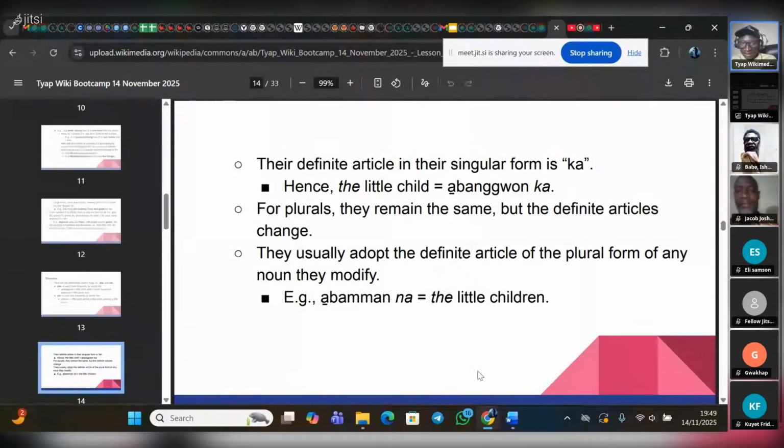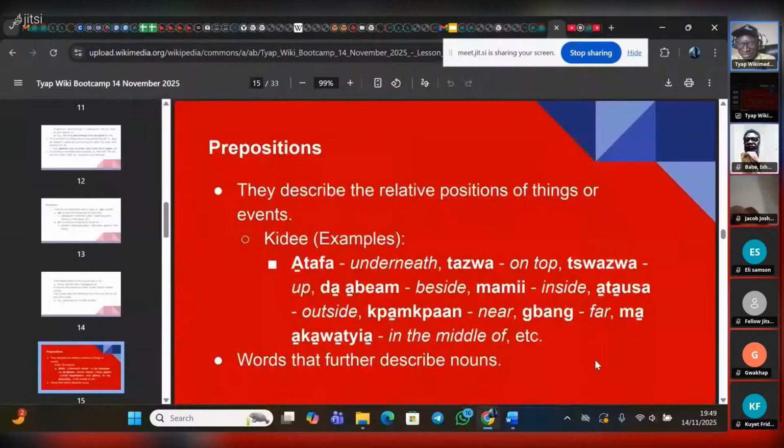And then we also have prepositions in Tyap. And what are prepositions? Prepositions are words that describe the relative position of things or events. And we have our examples. The very first one is atafa. Atafa is underneath. And then the second example is tazwa. Tazwa is on top. Then we have twadzwa.